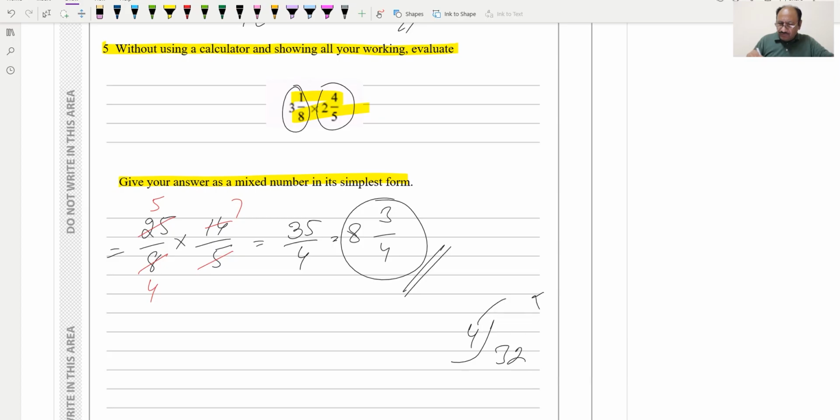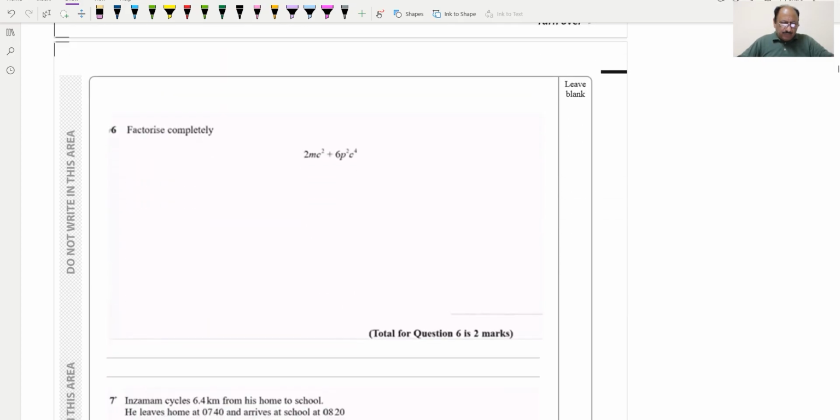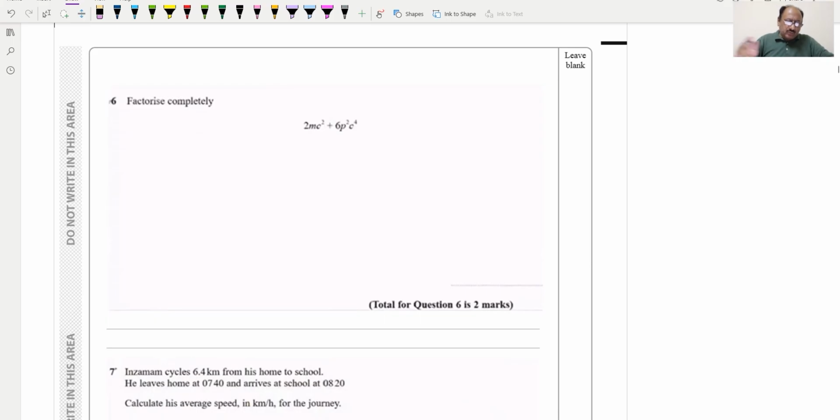And the rough working I'm just erasing. This was your explanation, and this is done. Now we can move to question number 6, and question number 6 says factorize completely, and this expression is provided.